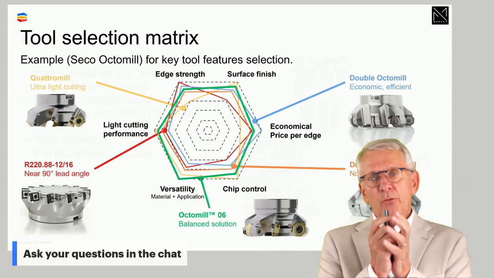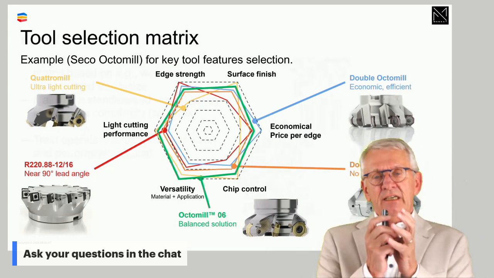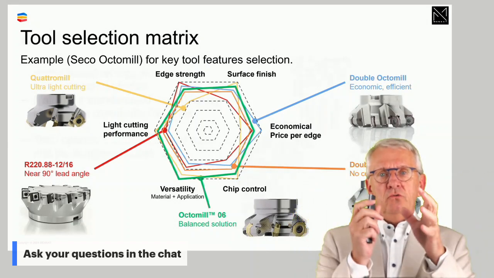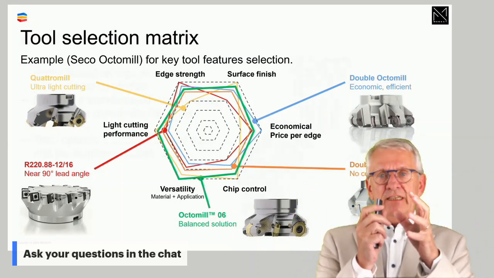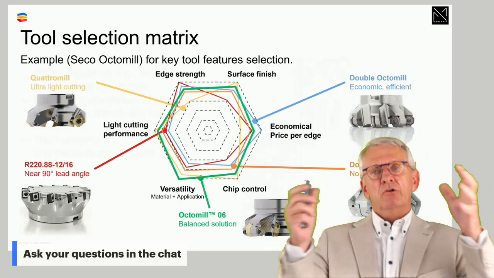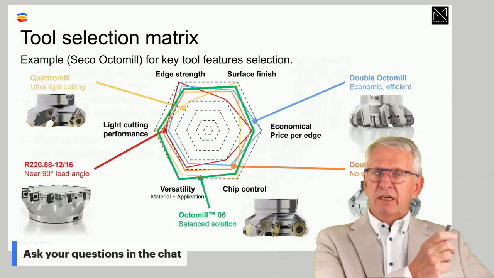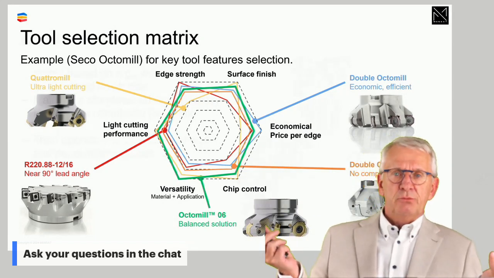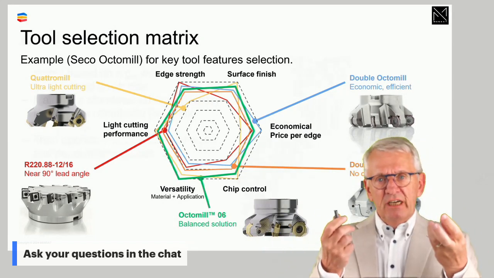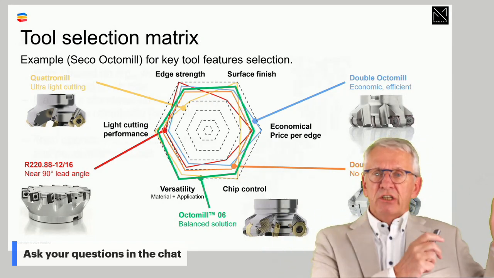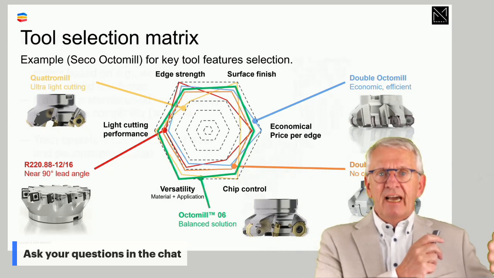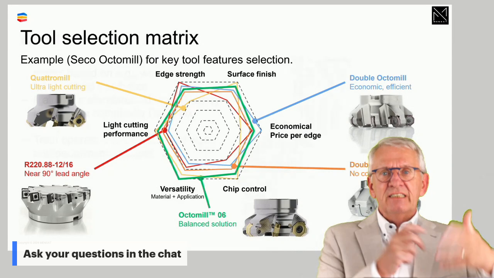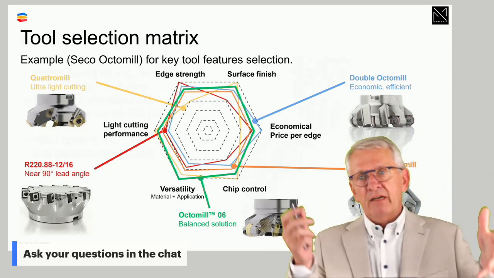needs help and advice: in that huge offer, which are now the tools that are for me? And that's on a macro scale, the relation between supplier and customer. You see here an example of different types of face milling cutters. Every face milling cutter is ranked and compared to the others against a number of criteria: edge strength, surface finish of the machined surface, economical price per cut, and so on.